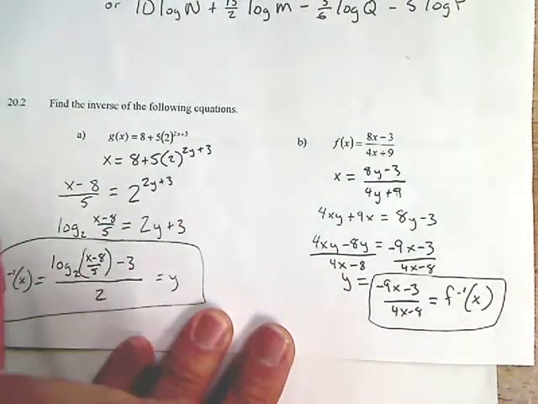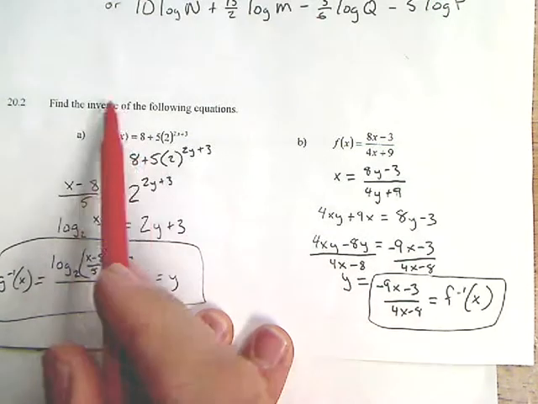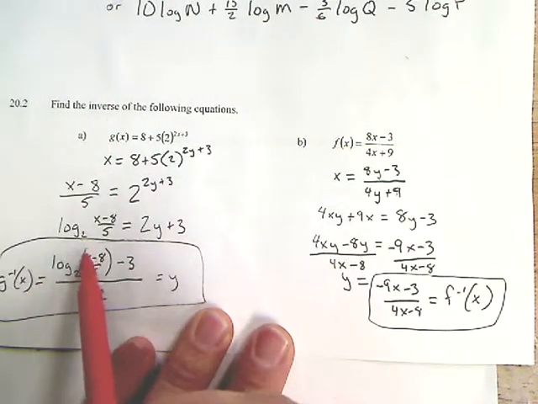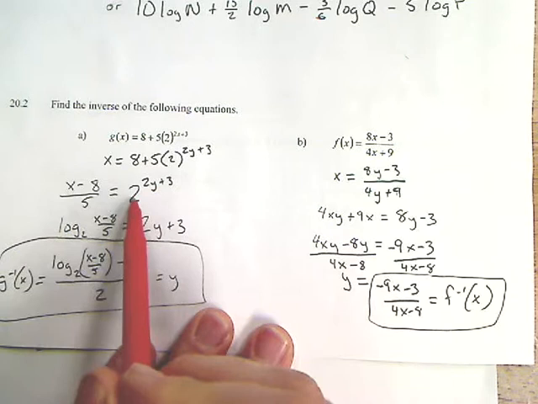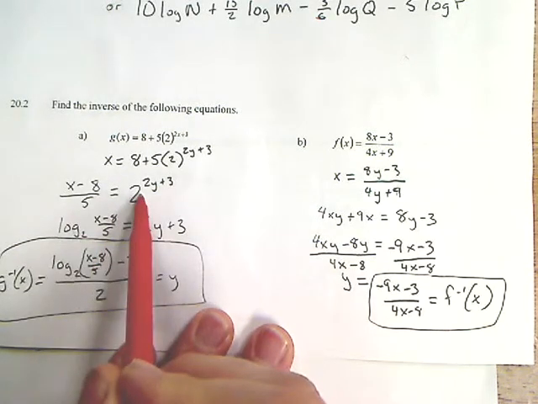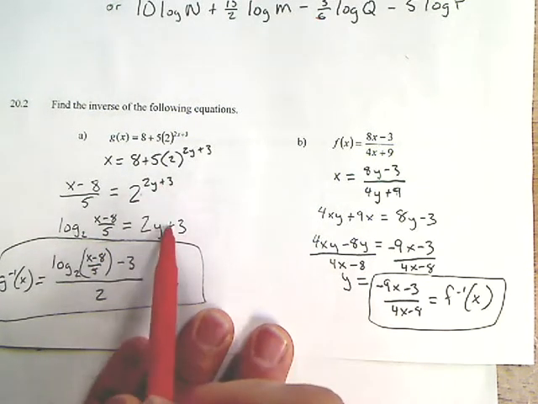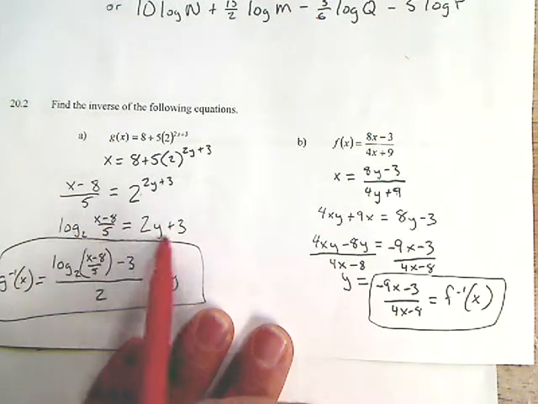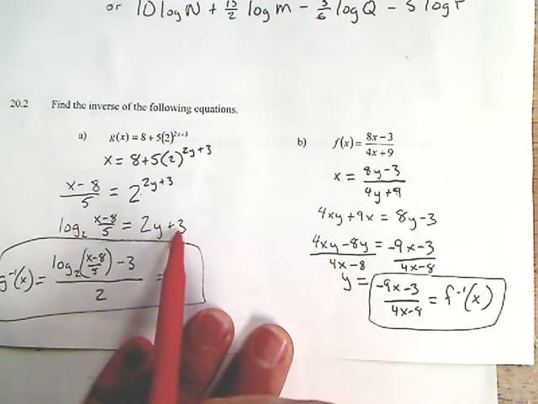Boy, that one looked ugly. Switch the x's and y's since I'm finding the inverse. I use the log rule. Log base 2. Logs are always equal to the exponent, so the exponent's over here. Then all I have to do is subtract 3 and then divide by 2.